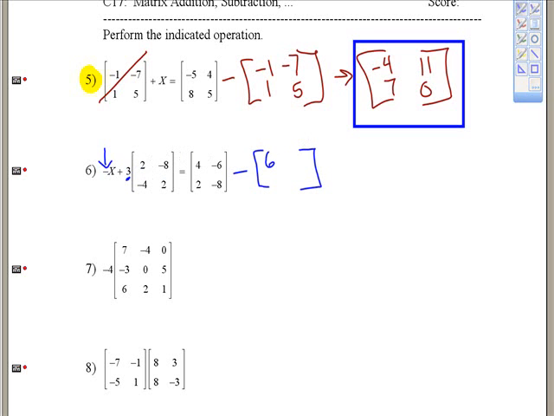3 times 2 is 6. 3 times negative 8 is negative 24. 3 times negative 4 is negative 12. And 3 times 2 is 6. So that just took care of this 3. Now let's subtract it all.